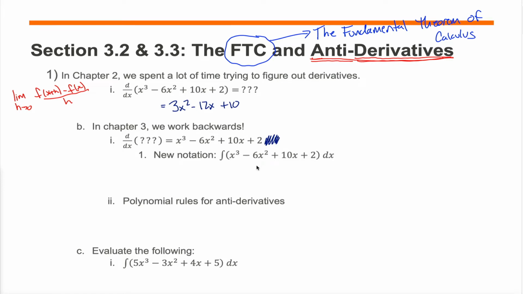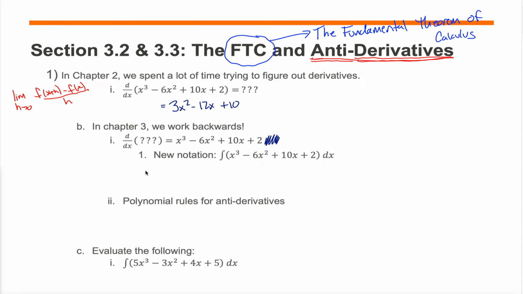It might feel something like a puzzle. And it's actually kind of a fun puzzle. You might want to pause the video and see if you can come up with a function so that when you take the derivative of that function, you get x cubed minus 6x squared plus 10x plus 2. If I were doing it, what I would probably do is think about, well, how do I take derivatives? When I'm taking derivatives of polynomials, what I do is subtract 1 from the exponent and bring it down in front.